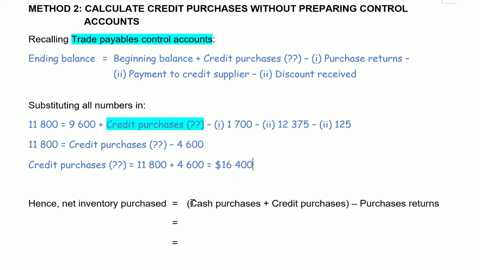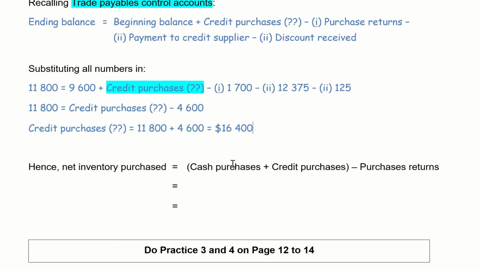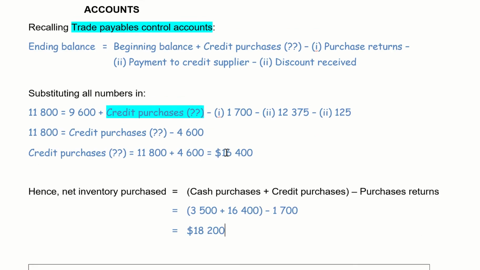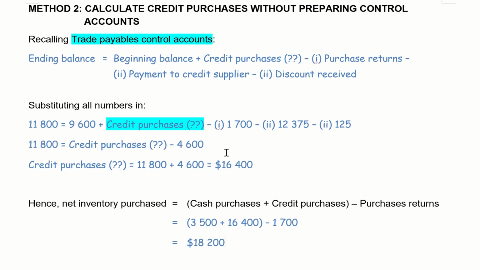So therefore, in order to find my net inventory purchase, I will need to take my cash purchases of inventory plus my credit purchases of inventory and deduct away my purchase returns. When I substitute in the numbers, my answer will be exactly the same: 18,200. Let's do a check. Yes, 18,200. So it will be exactly the same.